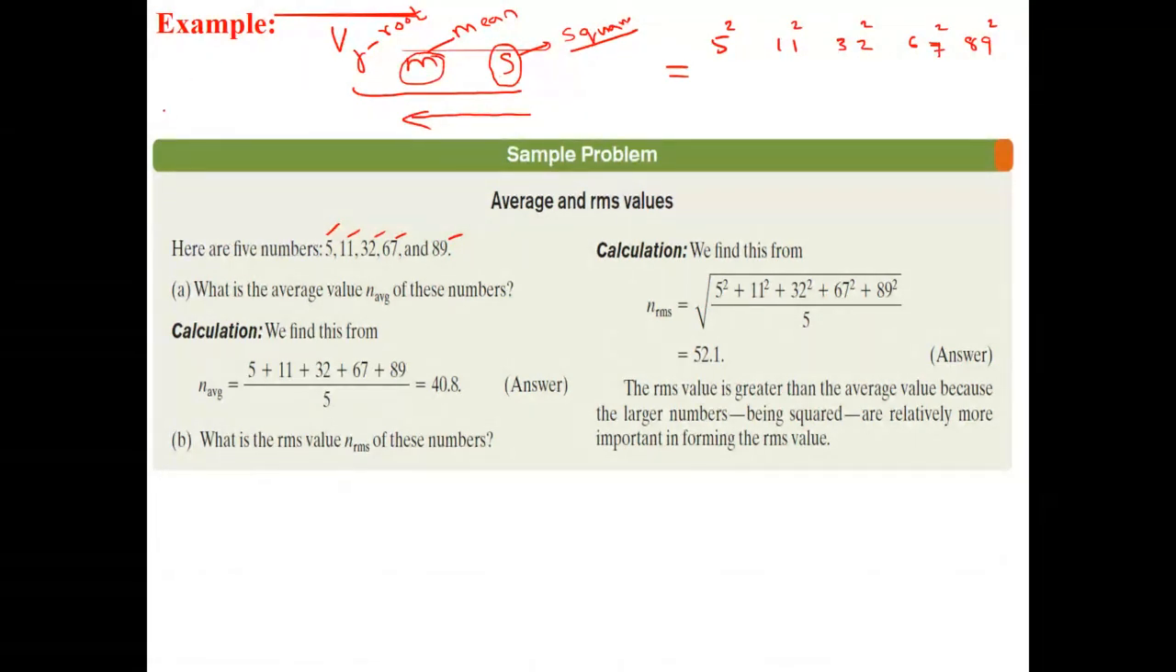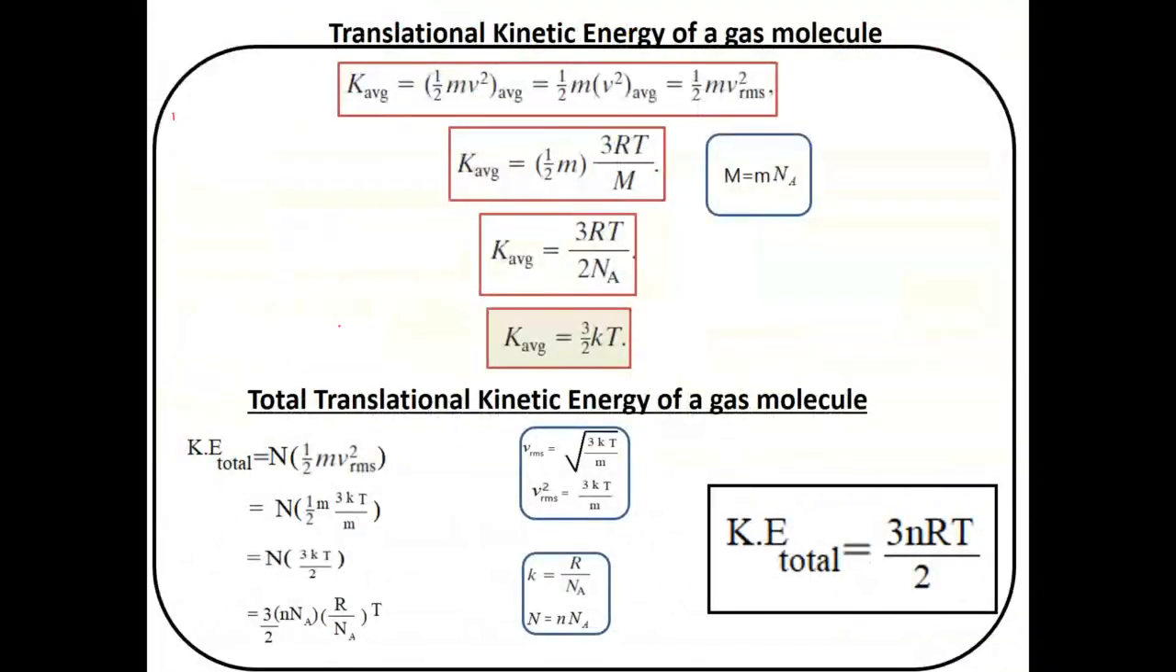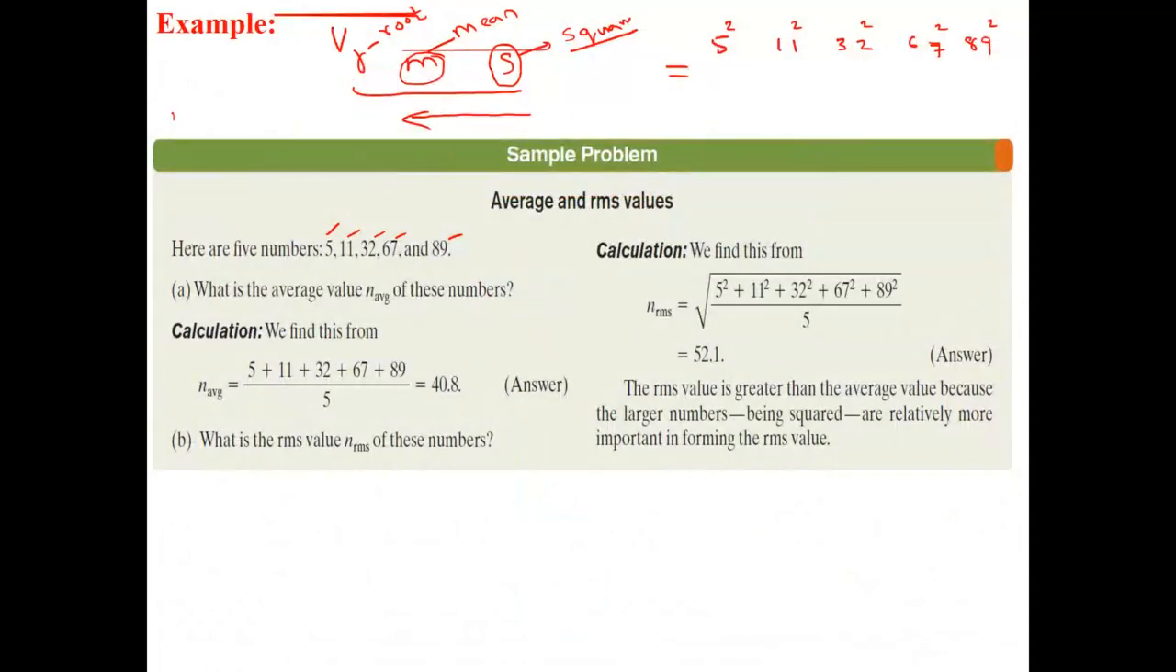Mean. What is mean? Average. So how to find the average of these numbers? You have to add all these squared numbers and then divide by 5. Am I right?